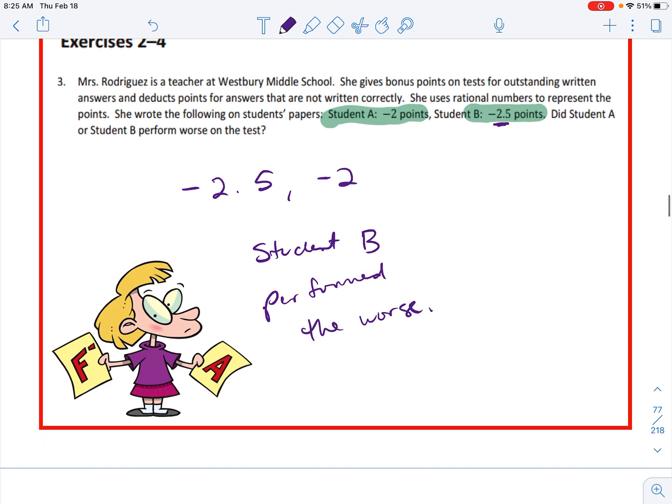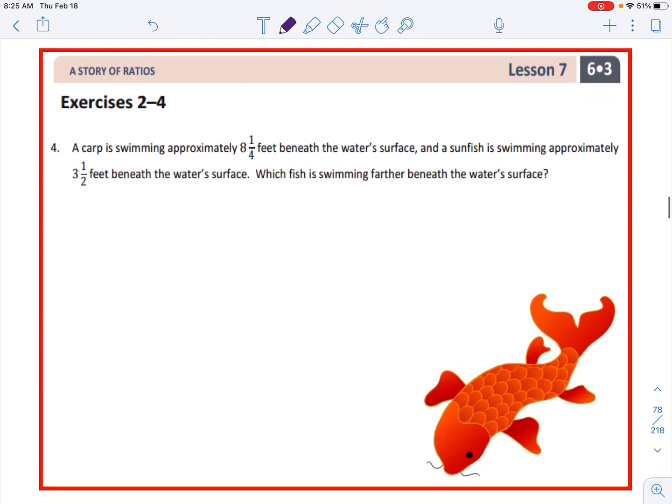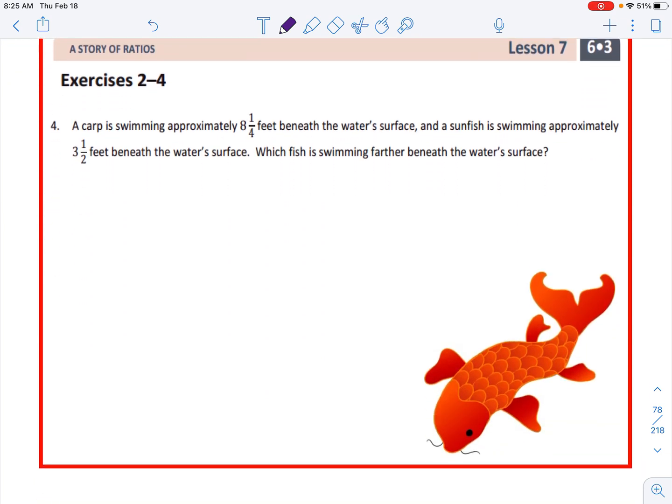Okay? Let's go ahead and move on. Number 4. Now they're giving us fractions. Number 4 says a carp is swimming approximately 8 1/4 feet beneath the water's surface, and a sunfish is swimming approximately 3.5 feet beneath the water surface. Which fish is swimming farther beneath the water surface?